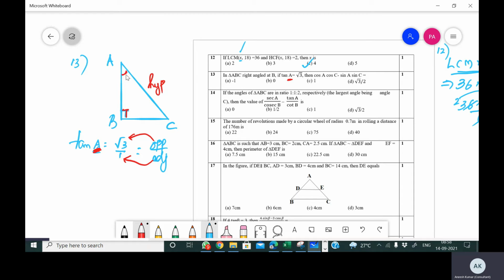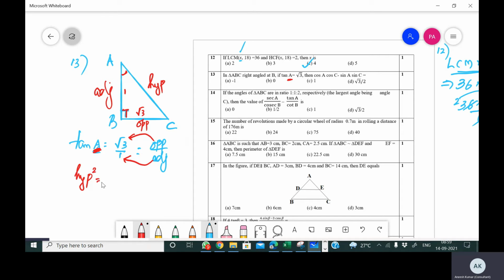According to reference angle A, its opposite is BC. So we can name BC as opposite of angle A, and adjacent to A is AB. So this is adjacent. So opposite you can mark as root 3. If you want, you can write root 3x also because it is a ratio, or simply root 3. Adjacent is 1. Using this opposite and adjacent, you can find out hypotenuse using Pythagoras theorem.